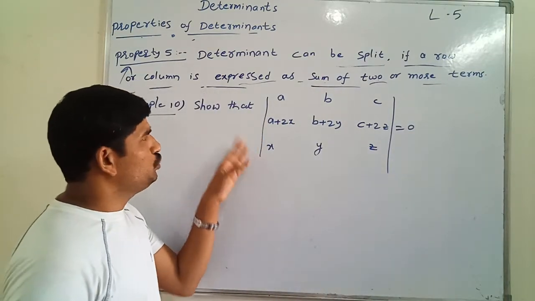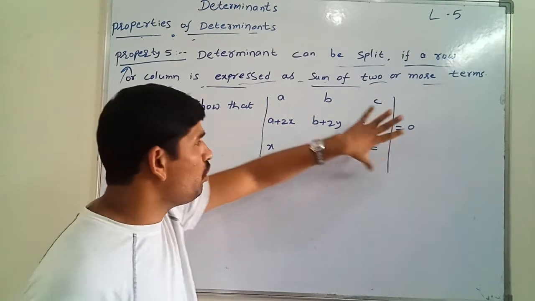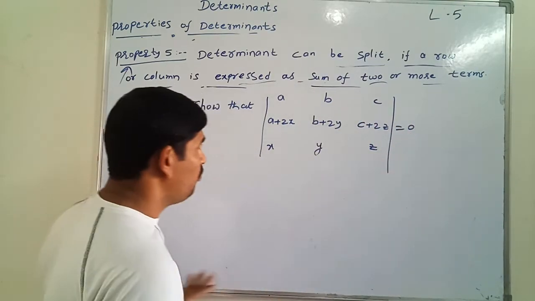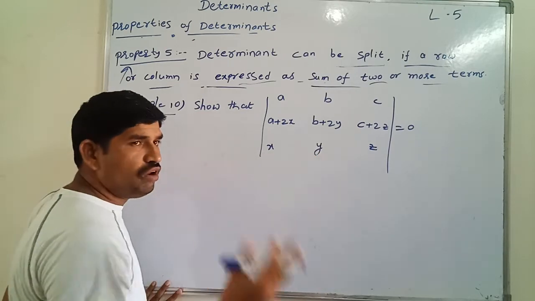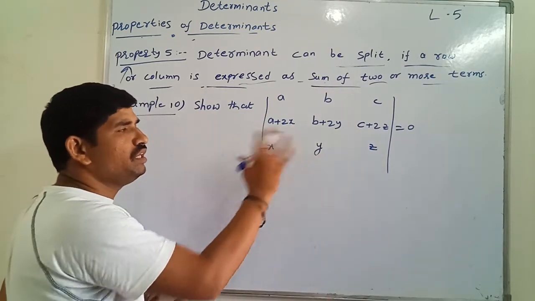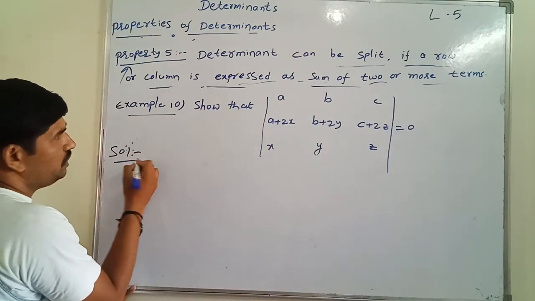So what is given? Show that this determinant is equal to 0. We have to show that this determinant value is 0. Okay, so first we have to observe the determinant. We have already completed some properties. Among those, we have to see which property we can apply here. Now we are taking the LHS.